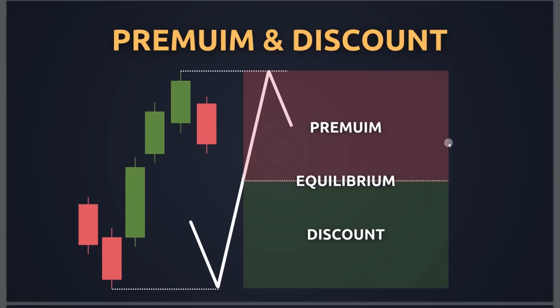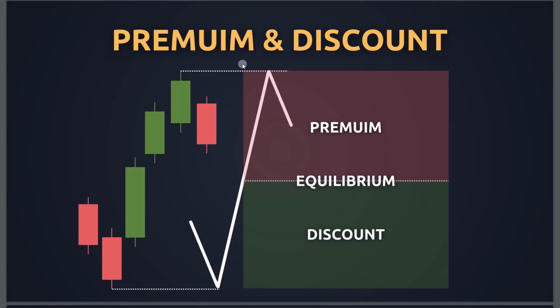What does discount mean? It means that the price is cheap. What do we do when the price is cheap? If you go to any store and there is a discount on a product, or there is a product that is so cheap, what do you do usually? You buy the product. Why? Because the price is in a discount, so you buy. The same thing for premium. What does premium mean? It means that this thing is expensive. So we only sell from here. Anything above equilibrium, we sell. Anything below, we buy. This gives you a filter.